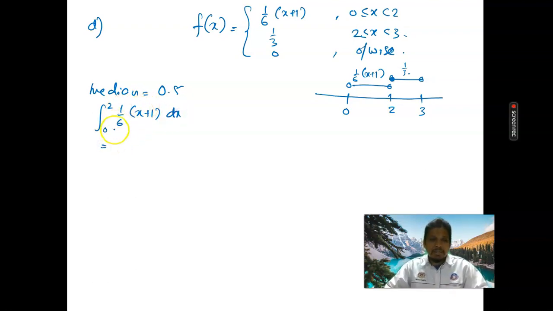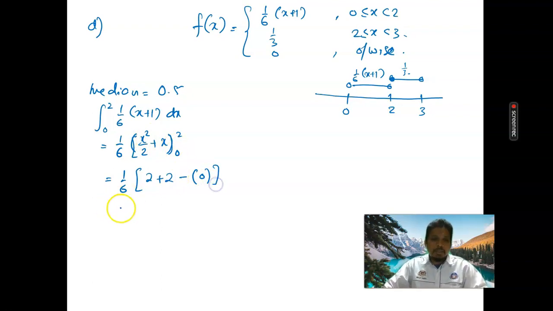Okay, let's try. What's the result of this? 1 over 6 times x squared over 2 plus x, from 0 until 2. Okay, 1 over 6, substitute x with 2. 2 squared equal to 4, divided by 2 equal to 2, and x equal to 2 here. Minus x equal to 0 and 0, 0. So 2 plus 2 equal to 4. 4 times 1 over 6 is 4 over 6 or 2 over 3.